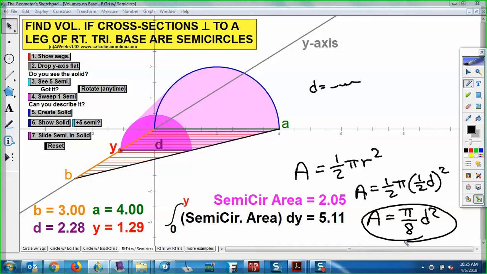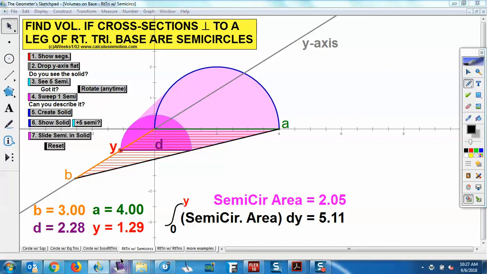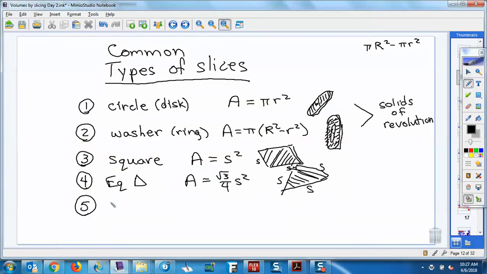Remember, coming up off the page are semicircles. So our strip is going to be the diameter of the semicircle. So we'll just stick it into there. Pi/8 D squared. So in our notes, last slice, semicircle, area equals pi/8 D squared. So a semicircle slice looks like this, right? Something like that, a little bit of thickness to it. And there's your D right there, and that'll be your strip.